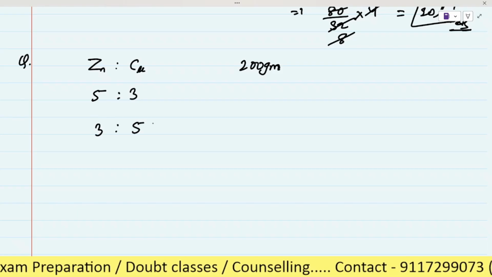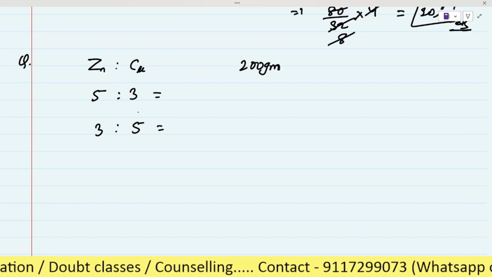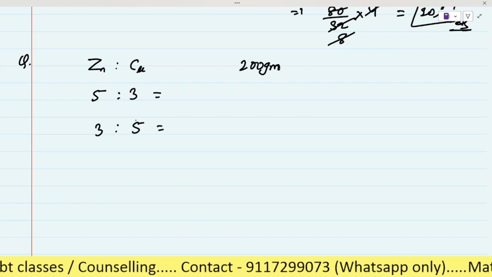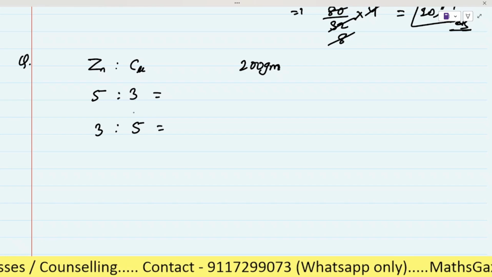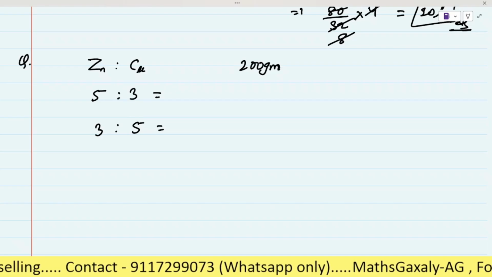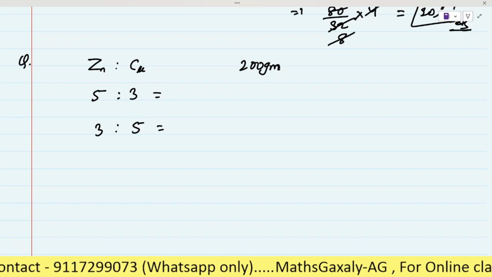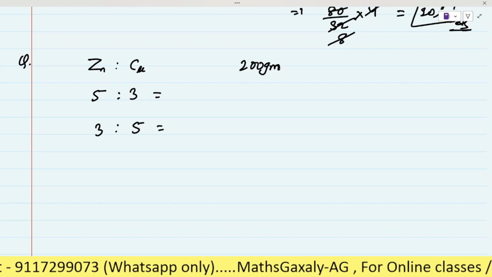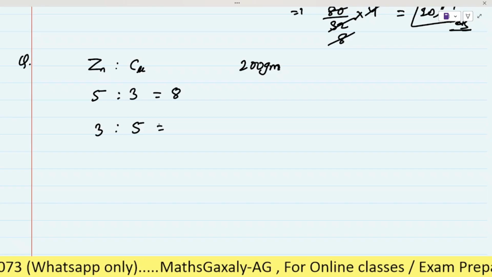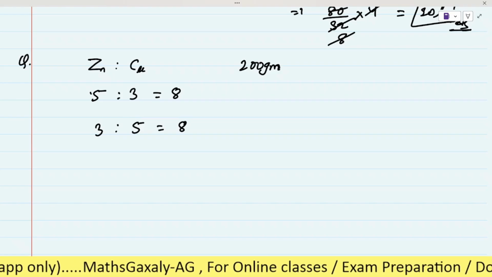Okay, so first of all, as you can see here, we have to add the copper. It means its value will be changed, right? But zinc should be constant. Okay, zinc should be constant, but as you can see here, it is not. Initially it was 5, now it is 3. So first we have to make it constant. 5 plus 3 is 8. So we have to make this 5 and 3 equal.